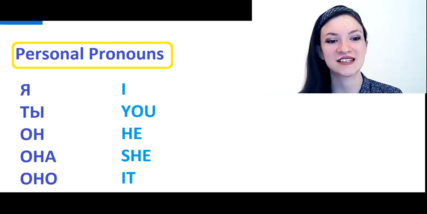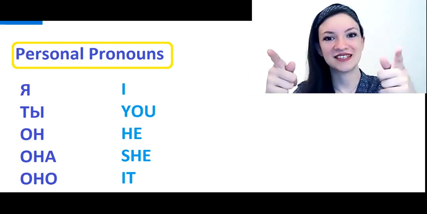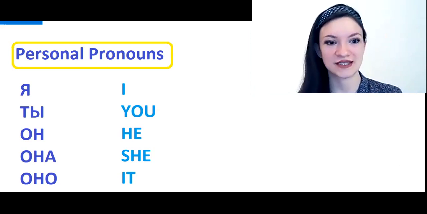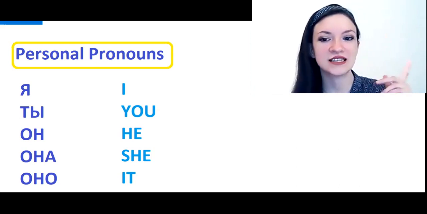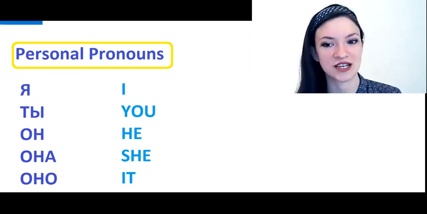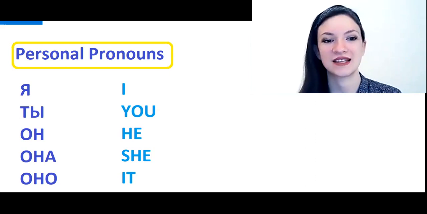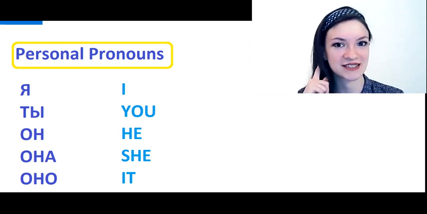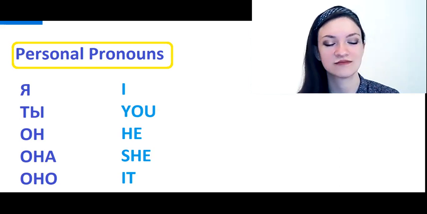Let's start. Я, я means I. Ты, you, singular form. It refers to one person. Он, he. Она, she, оно, it. And now I repeat without any English translation, and you just listen. Я, ты, он, она, оно.